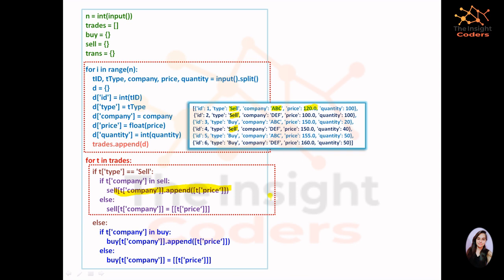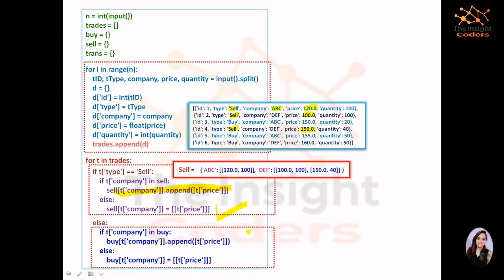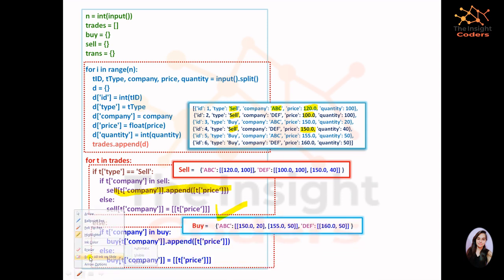Second thing, if I have the same company twice, it was 100 and it was 150 as well. If this value already exists, then I have to update that value, and I am doing it in the else part. The same task I have to just repeat for buy, and these are the outputs for the same. I hope you are getting them. Okay. So what is the next task?